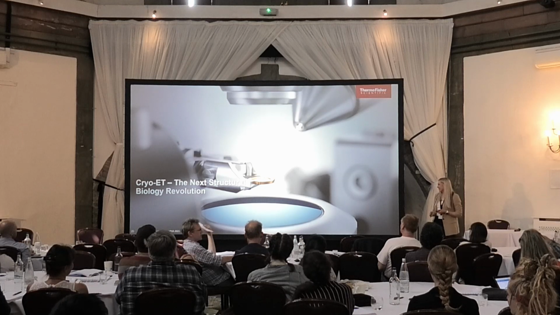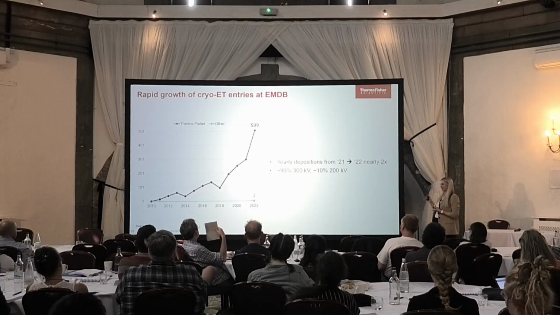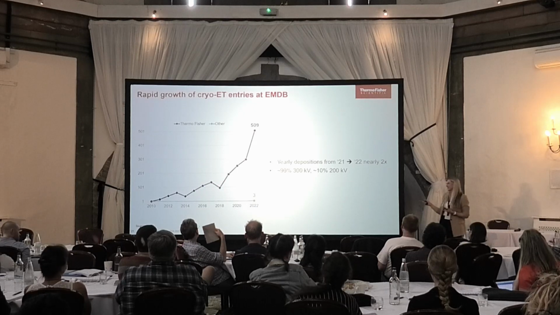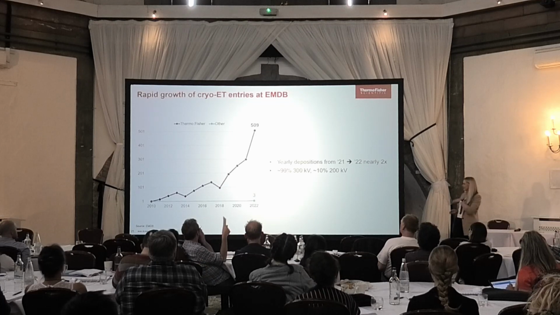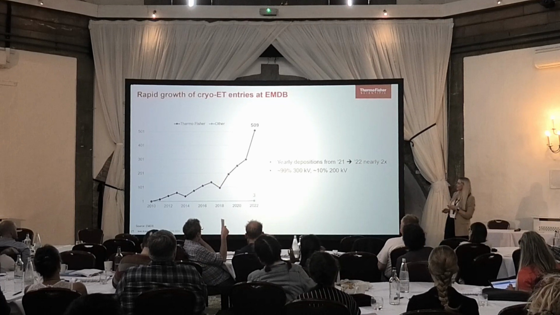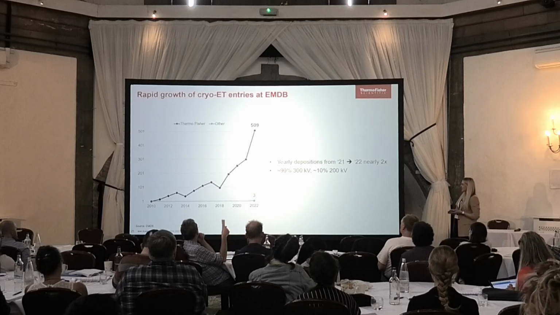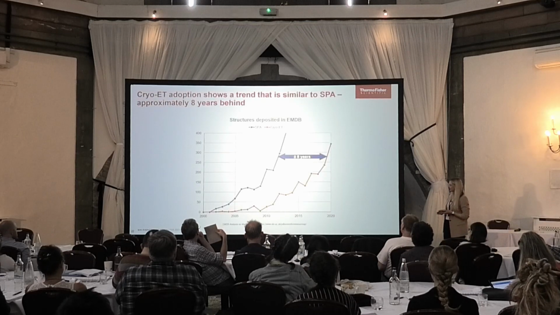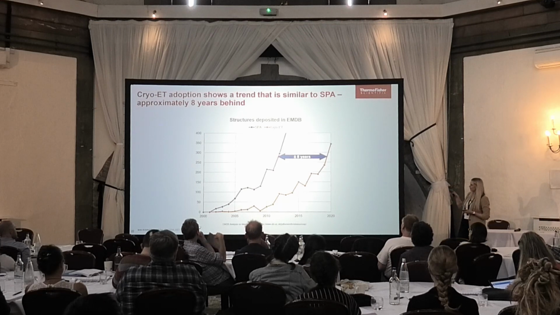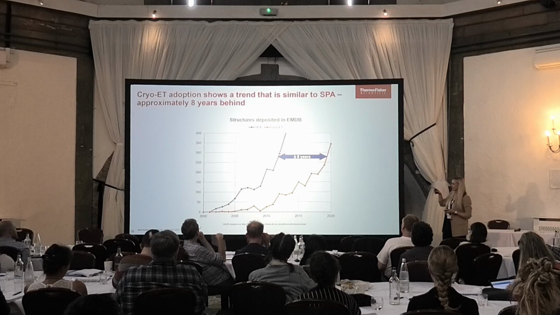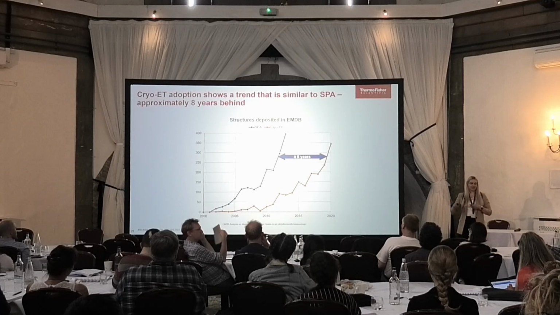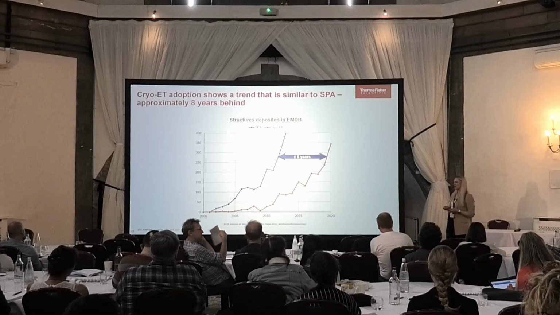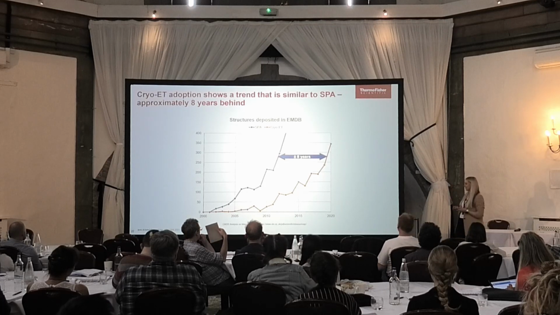If we look at the trends again, I love these graphs when I see another talk, so that's why you see so many in this one as well, I'm sorry. But if we look at the trends, yearly depositions from 21 to 22 nearly doubled for cryo-ET depositions to the electron microscopy database. Another nice trend is that the trend cryo-ET is following is that of SPA, about 8 years apart. So I really believe that this is hard to ignore, and I think it's really picking up at fast speed, and I think we will see a lot of really interesting stuff come out in the upcoming years.